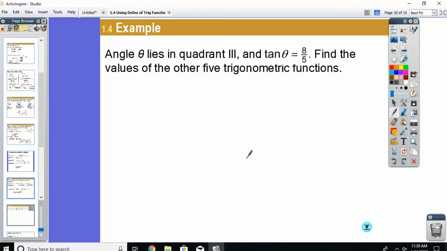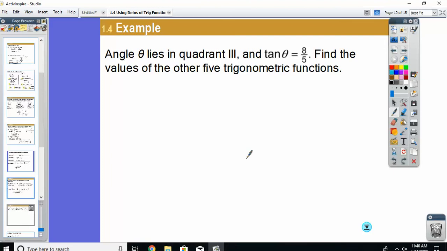Angle theta is in quadrant 3, and tangent theta is -8/5. Find the values of the other 5 trig functions. This problem, there are really 3 different ways we could solve it. 2 of the ways we've seen already. One way I'm going to show you in a second.